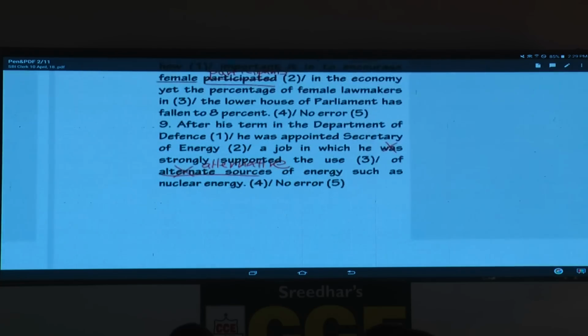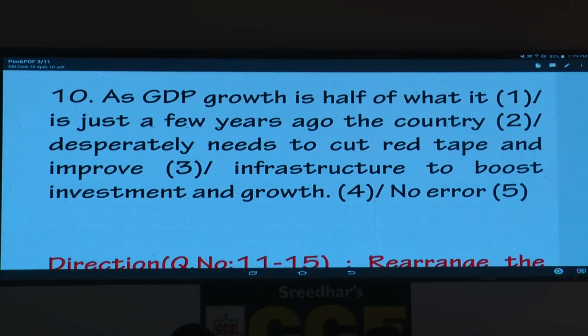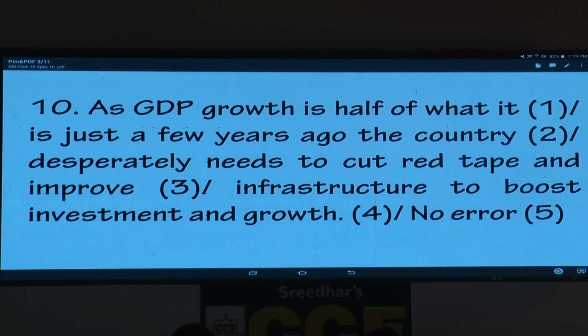Now let us move on. What is the question number? Question number 10. As GDP growth is half of what. This is very easy. First you underline the time phrase, a few years ago. That means what? Present or past? Past. Then can we use the to be in present? No. So what is it? Was. It should not take more than a second to spot the error here. And there's no need to read the remaining part of the sentence. You can save your time that way.